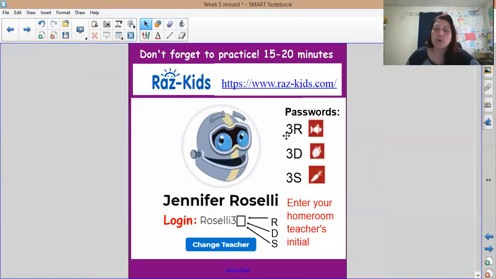If you are 3R, your login password is the fish. If you are in 3 Doherty, your login password, once you find your homeroom, is a strawberry. And if you are in Miss Sundell's class, your password is the carrot. We did change them because when we were using the same laptop after another student, people were going in and messing with other people's accounts.